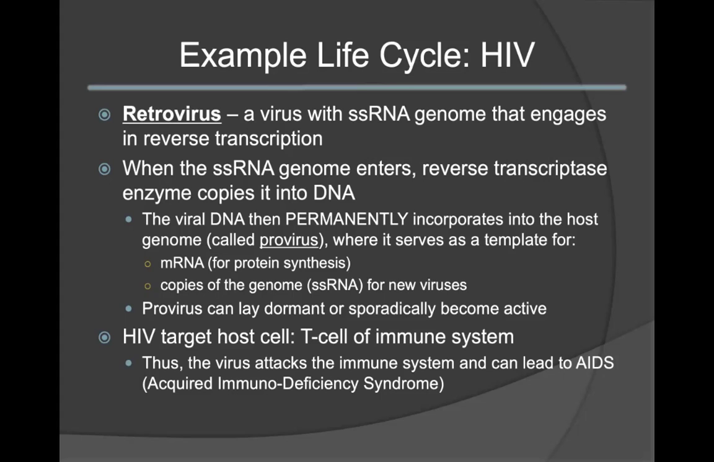HIV specifically targets the T cells of the immune system. This is why we call it an immunodeficiency disease. Thus, when the virus attacks these cells of the immune system over prolonged periods of time, it can lead to the development of AIDS, which is acquired immunodeficiency syndrome. This is also one of the reasons why HIV outbreaks in an individual will commonly occur when their immune system is compromised, either by medication, by general health, or through the infection of other diseases.